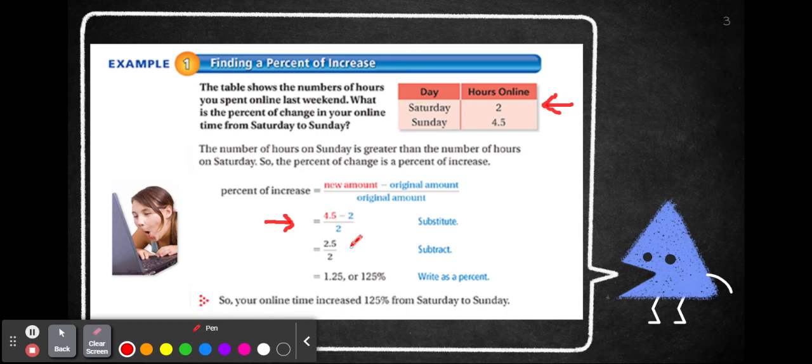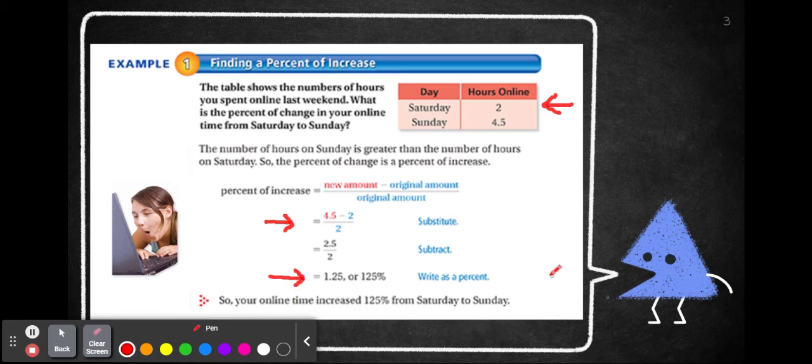Subtract on the top. A fraction bar is similar to a grouping symbol when it comes to PEMDAS, or the order of operations, so we'll want to complete everything on top of the fraction bar before we divide. Then we can use your calculator to do 2.5 divided by 2, which you can see here they already have shown you that the answer is 1.25.